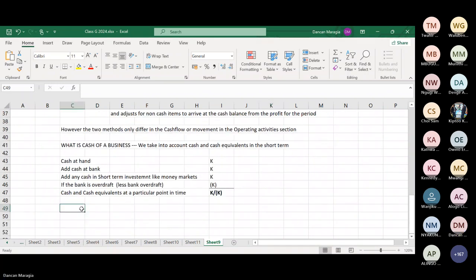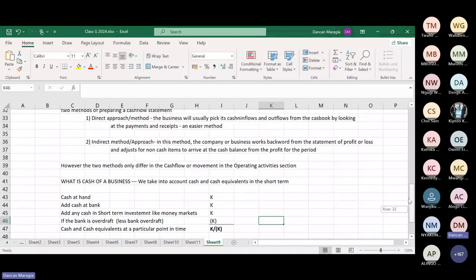Good. Now, let's look at cash flow from the direct method approach. Before I go there, what is the importance, by the way, of looking at or preparing a cash flow statement?